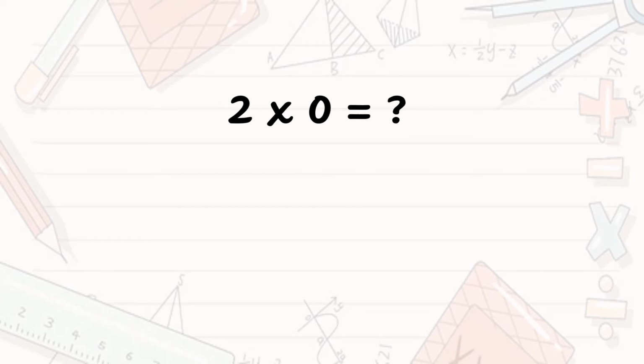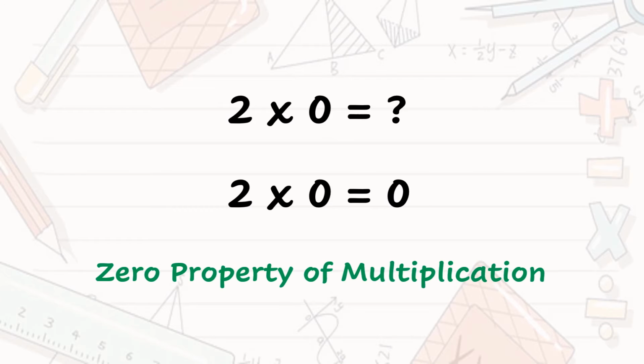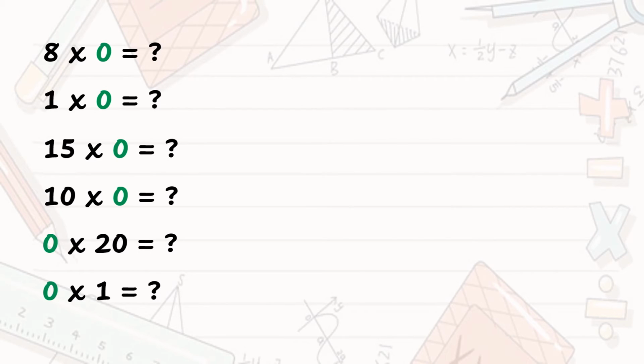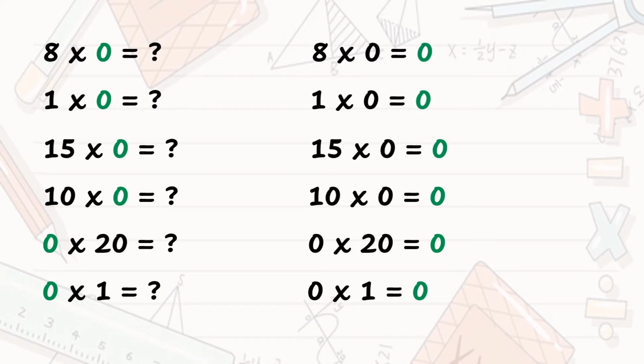Two times 0 is equal to what number? Yes, it's 0. And that's the zero property of multiplication. Any number multiplied by 0 is equal to 0. So every time you see that the factor or one of the factors of a multiplication expression is 0, the answer is 0.